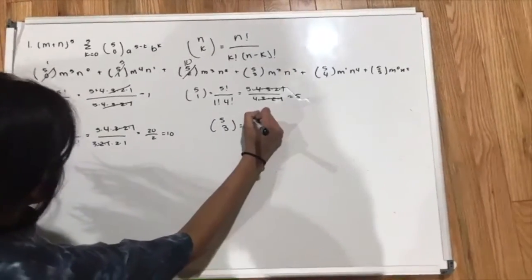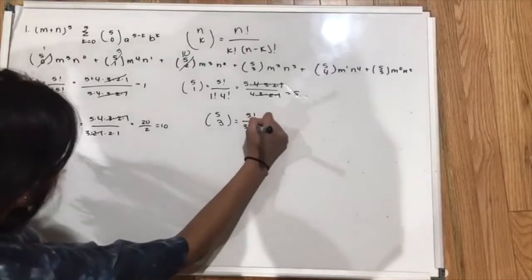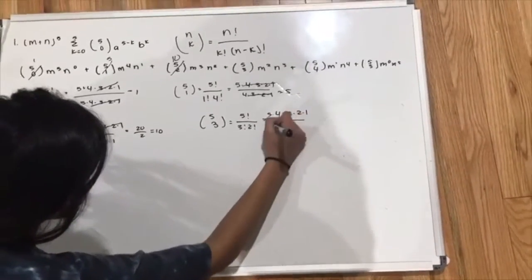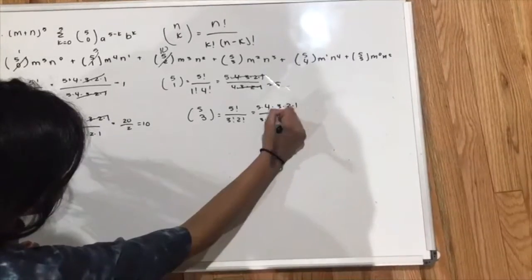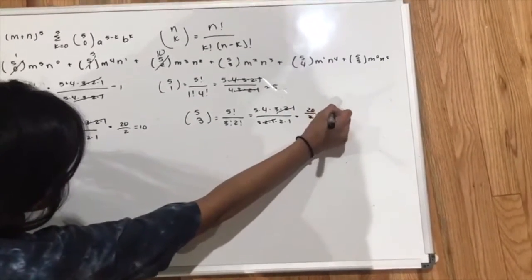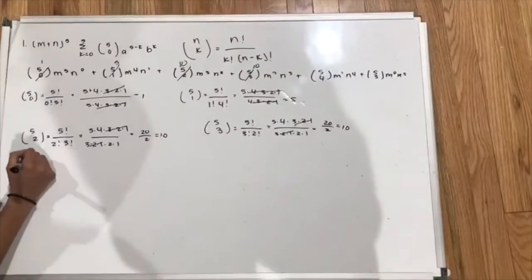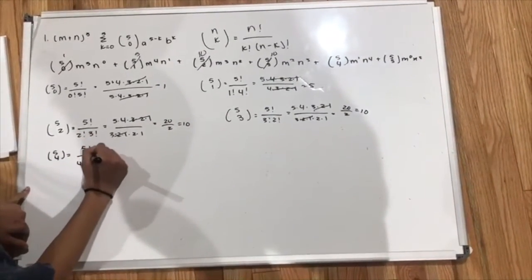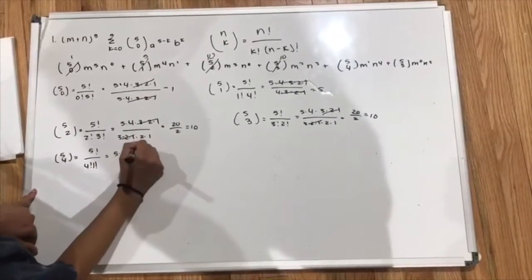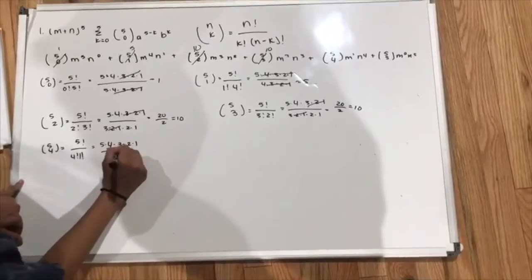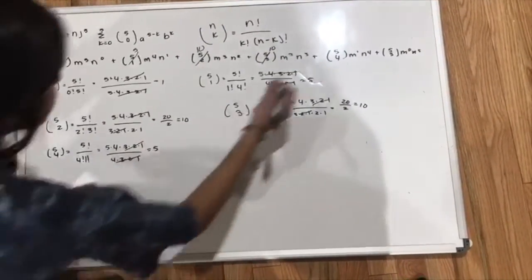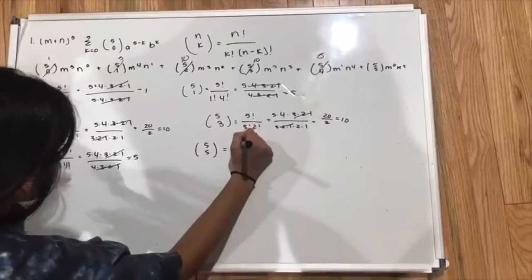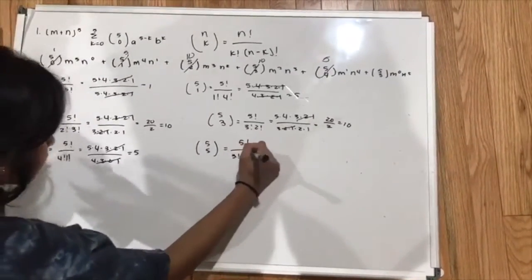Five choose 3 is 5 factorial over 3 factorial times 2 factorial, which is also 10. Five choose 4 is 5 factorial over 4 factorial times 1 factorial, which is 5. And 5 choose 5 is 5 factorial over 5 factorial times 0 factorial, which is again 1.